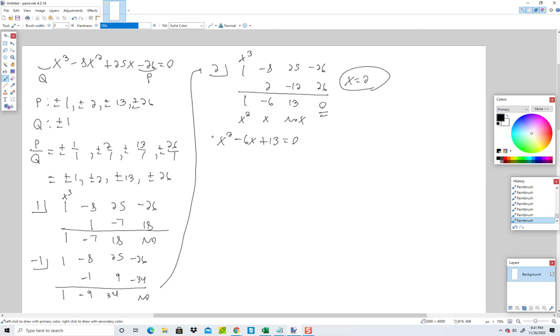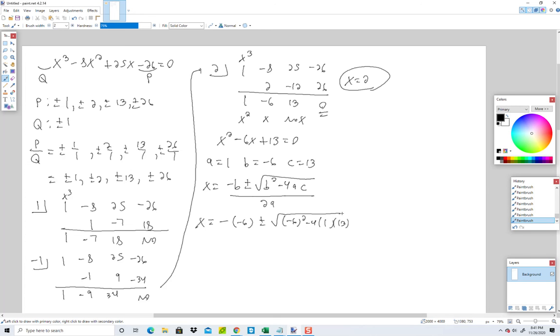This doesn't factor, so I'm going to use the quadratic formula. a is whatever's in front of our x squared, which is 1. b is whatever's in front of our x, which is negative 6. And c is our number at the end, which is 13. The quadratic formula is negative b plus or minus the square root of b squared minus 4ac, all over 2a. So I'm going to have negative negative 6 plus or minus the square root of negative 6 squared minus 4 times a, which is 1, times c, which is 13, over 2 times a.